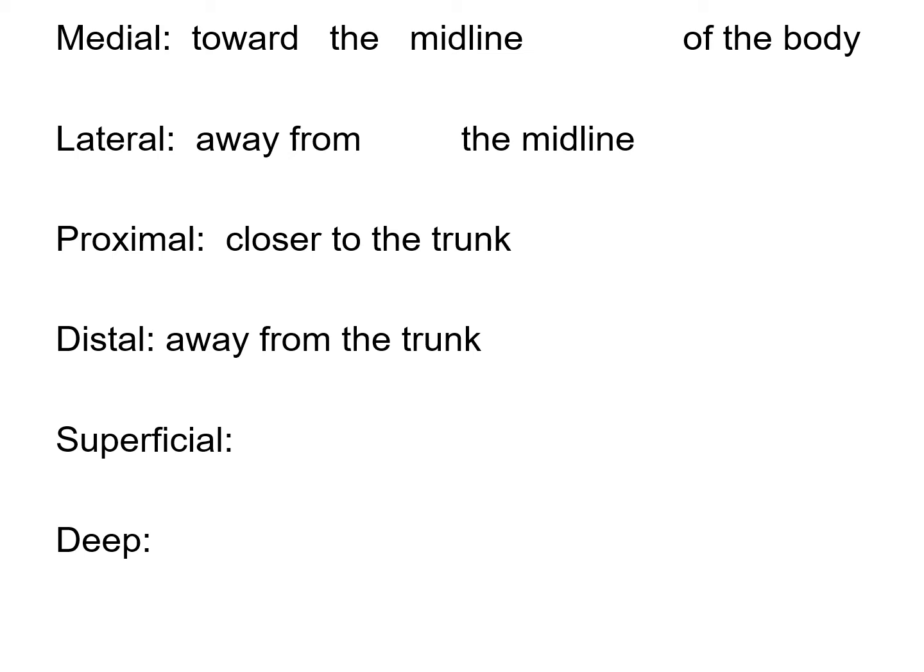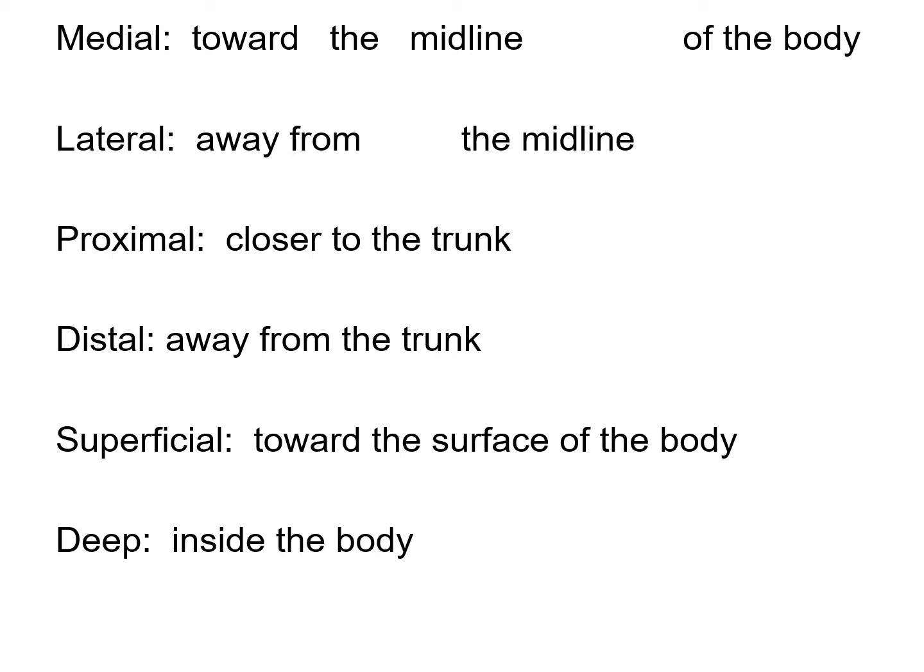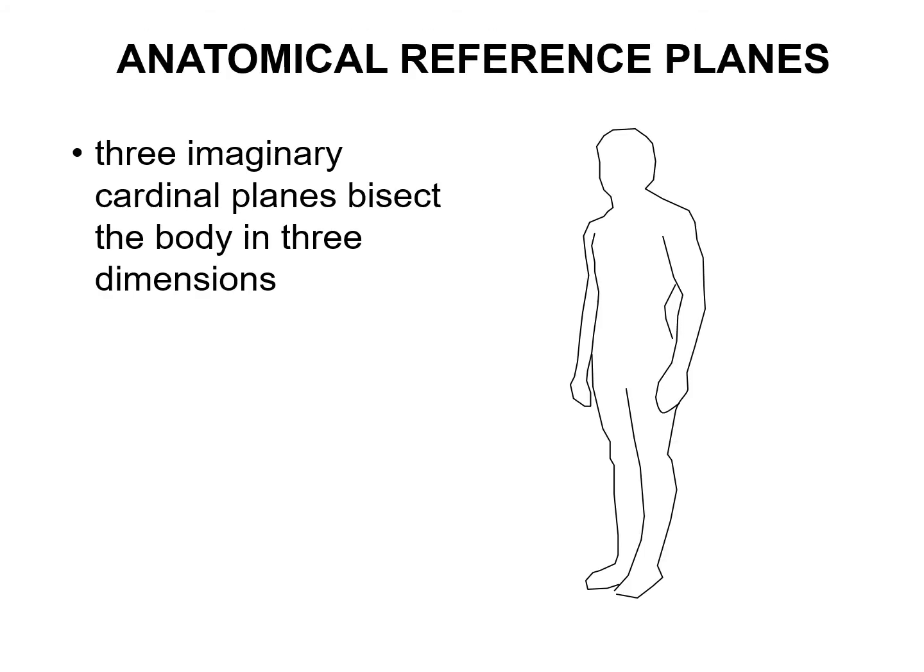Then finally, our last two terms are superficial and deep. Something is superficial if it's towards the surface of the body, and it's deep if it's inside the body or further from the surface of the body. So we know these terms, but we also want to use reference planes as well. Our anatomical reference planes are three imaginary cardinal planes, just like you have cardinal directions, north, east, south, west. But we have three imaginary cardinal planes that bisect the body in 3 dimensions.